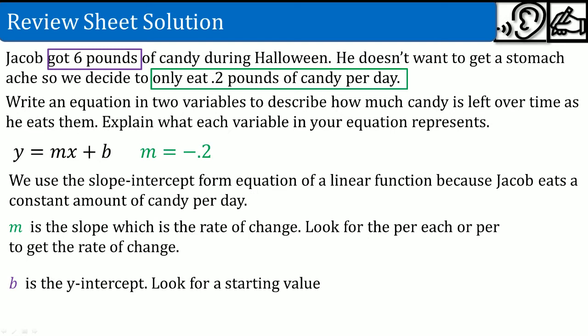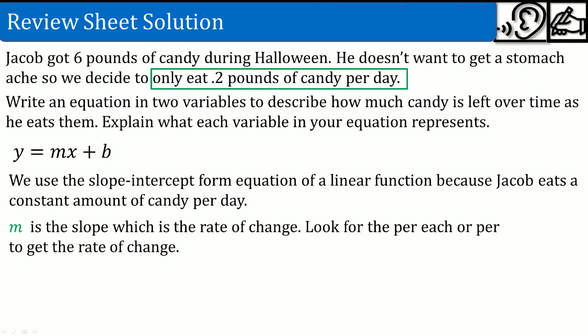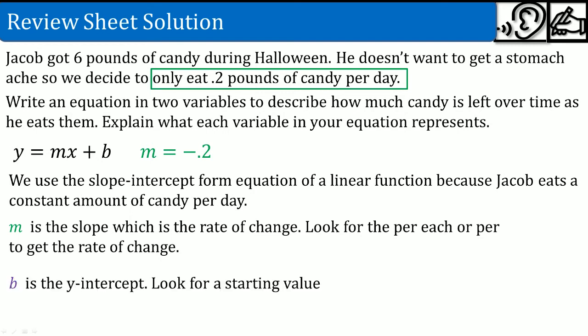Oh, I would like to mention something. The reason why the slope here is -0.2 is because he's actually eating that candy. He's getting rid of that candy. That's why it's a negative. Okay? And he starts off with 6 pounds of candy. So it should look like y is equal to -0.2x plus 6. It's plus 6 because he has a physical amount of 6 pounds of candy and he's minusing 0.2 pounds a day because he's physically eating it. Okay?